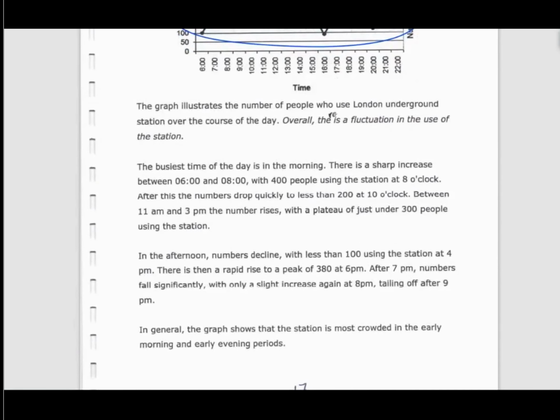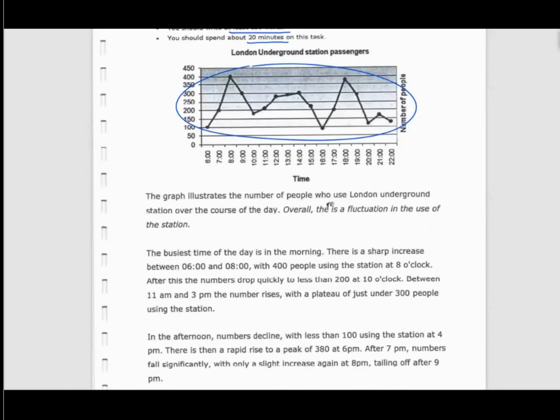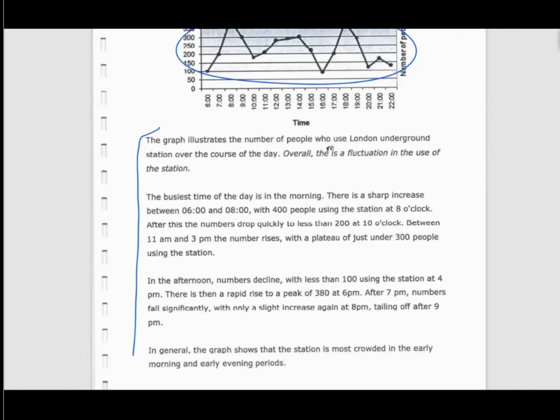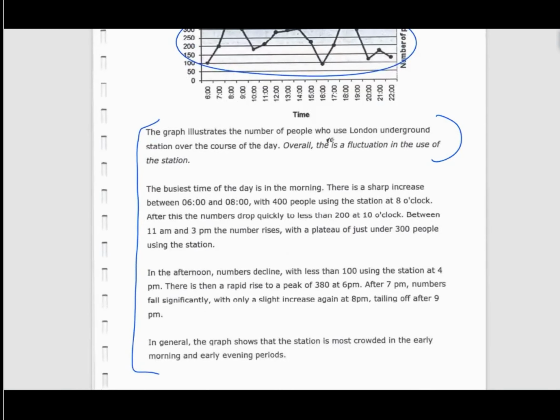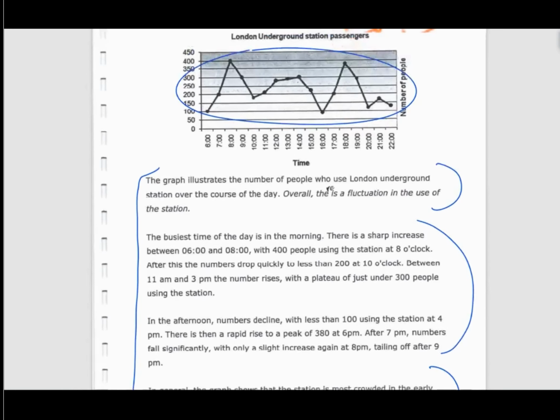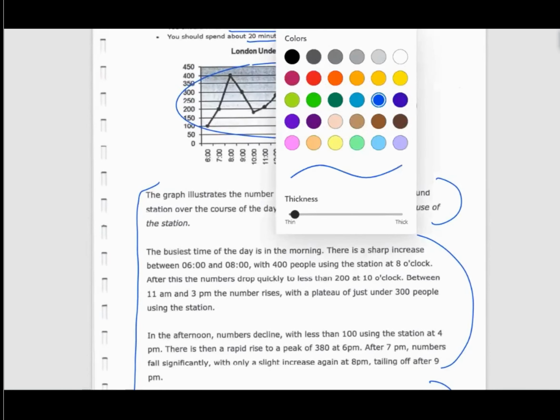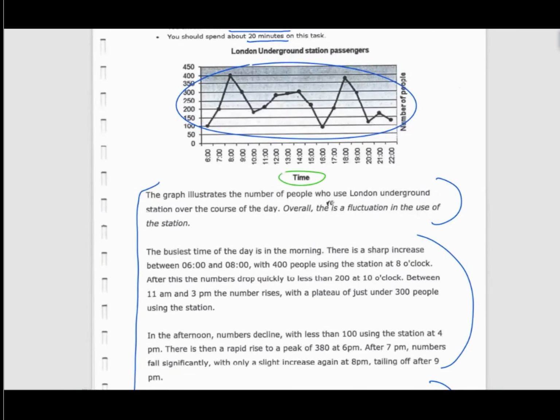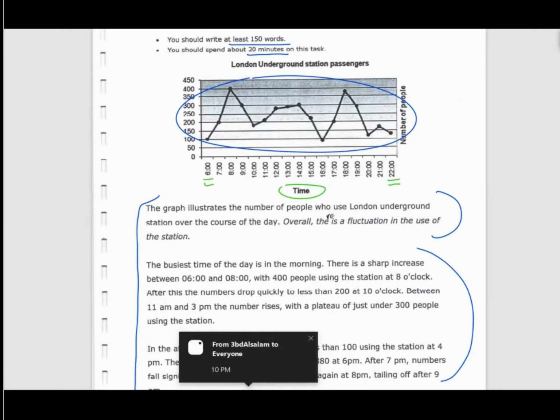Now I want you to read this model answer here, model report. It has an introduction, 2 body paragraphs, a conclusion. Here in the drawing, you can see the timing from 6 a.m. till 22 p.m. What is 22 p.m.? What time is it? 10 p.m. Very good. And here you can see the number of passengers, number of people, from 0 to 450.